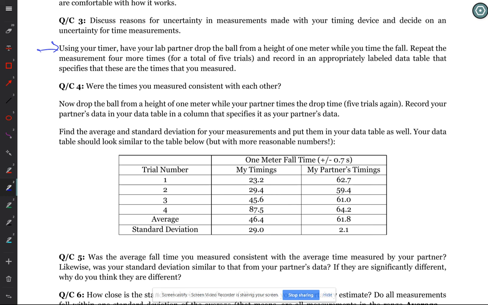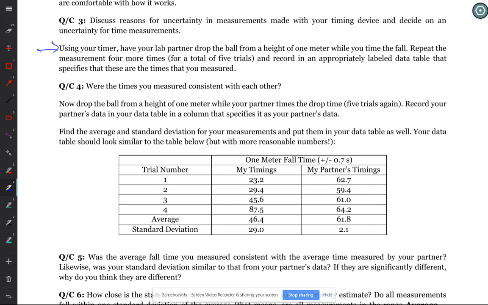and standard deviation. Keep the least significant digit the same as what you have in your measurements. So for the average, just keep your decimal place the same. You see how I did there. And standard deviation likewise. So you should have a data table like this that shows your timing, your partner's timing.